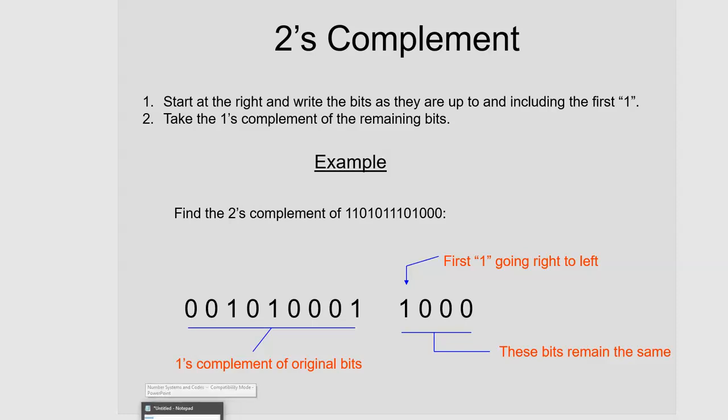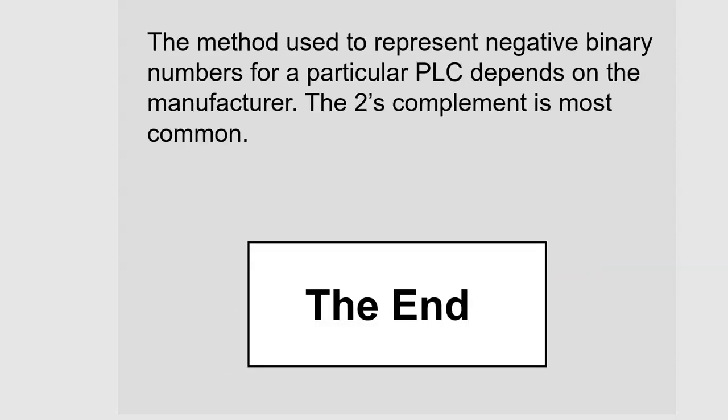Now I think there's another way on YouTube. They'll probably say take the ones complement and add 1 to it. That works too. But I think this way is easier and faster. But you can do it any way you want, so long as you know what the twos complement is and you can give me the correct twos complement. So that's it for this video.